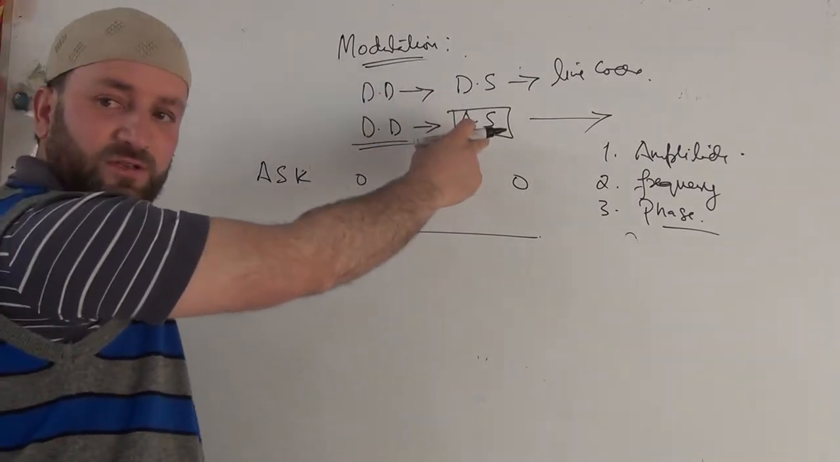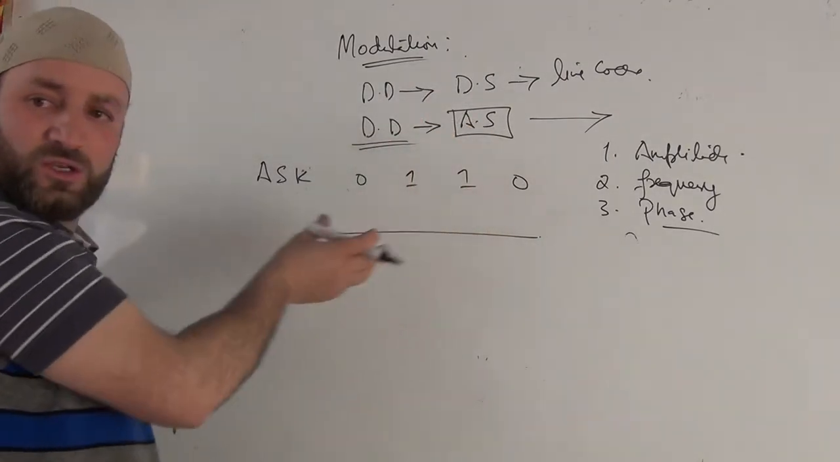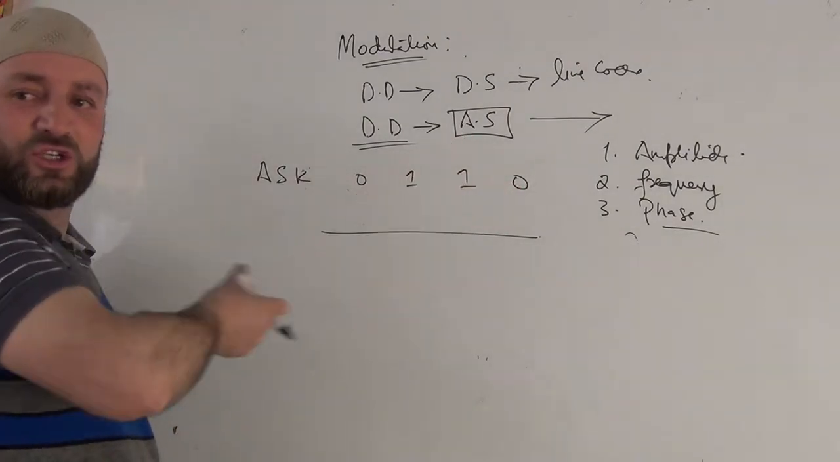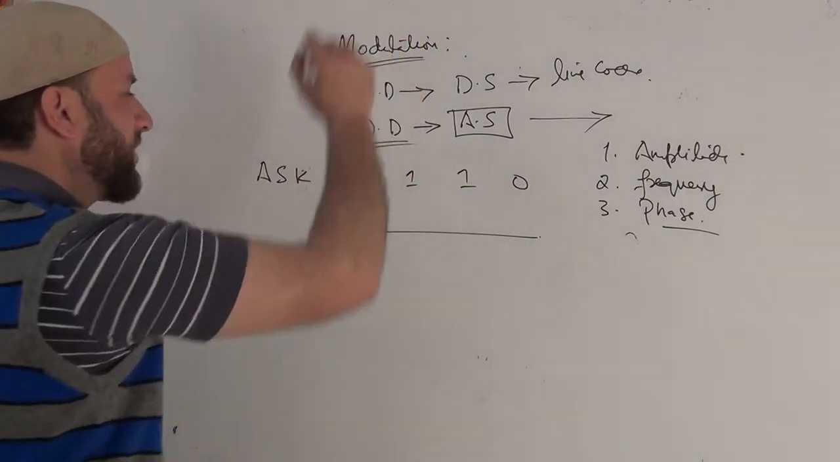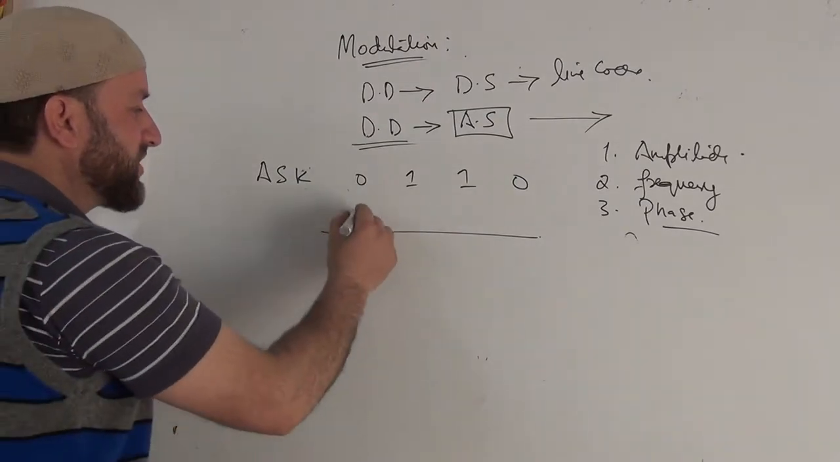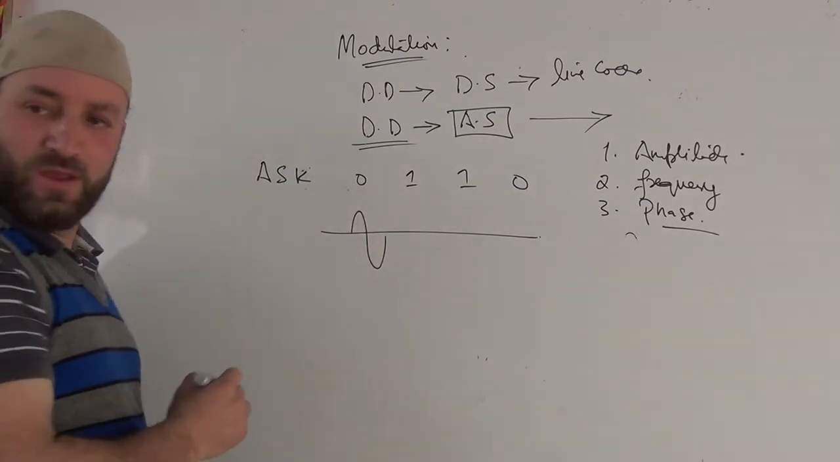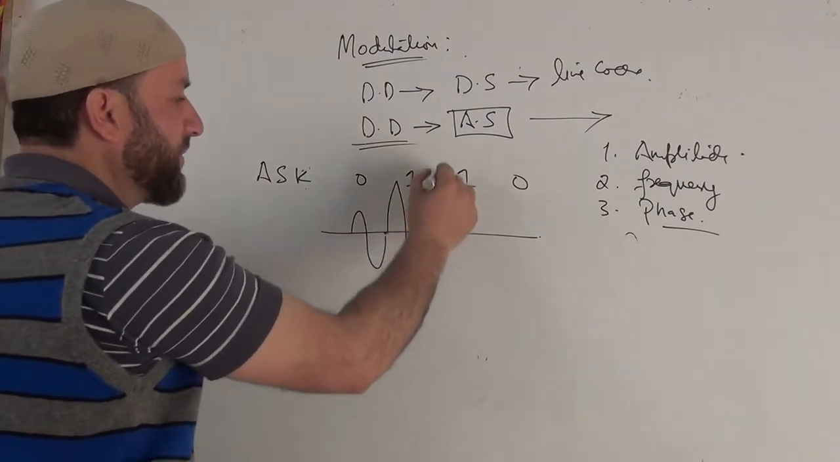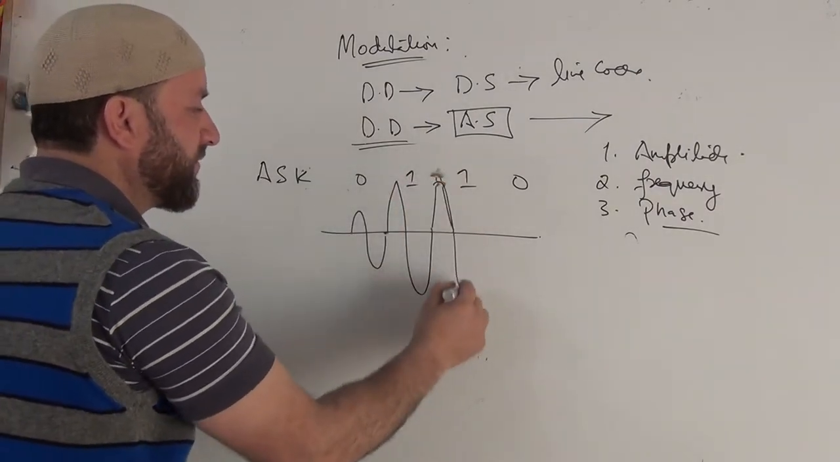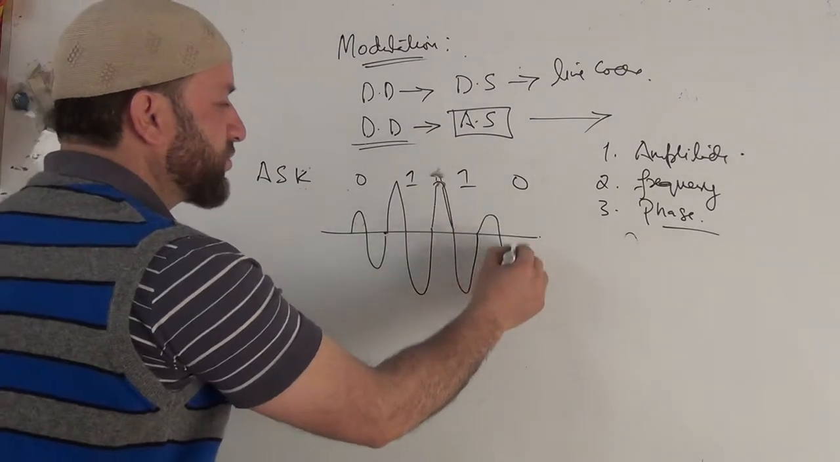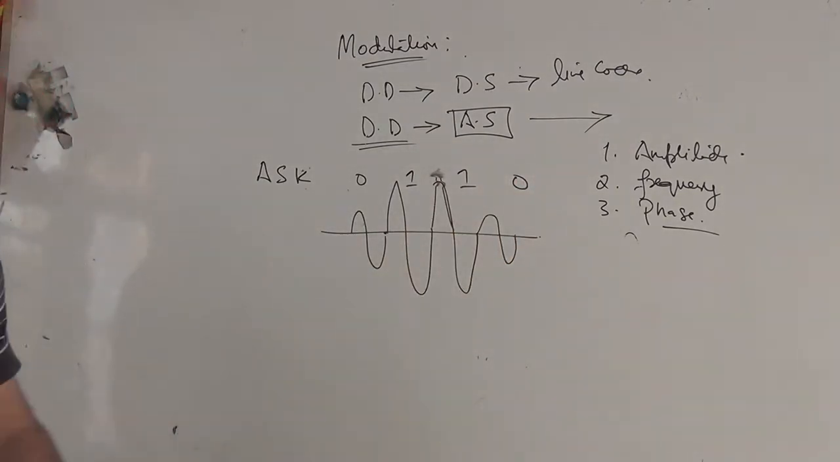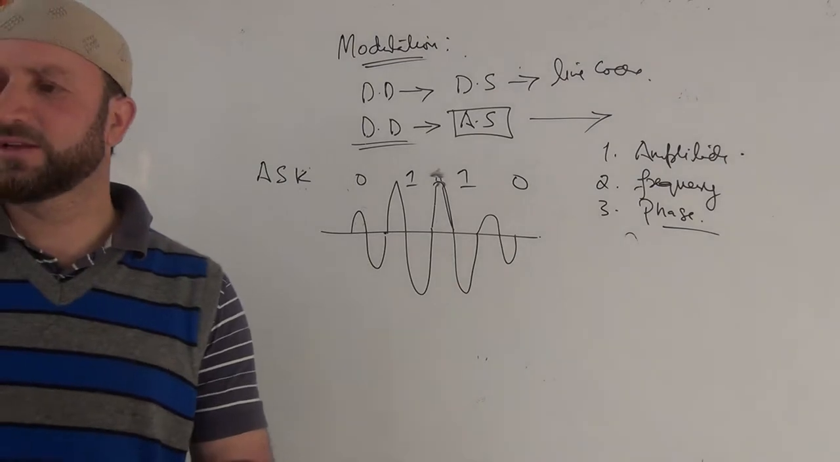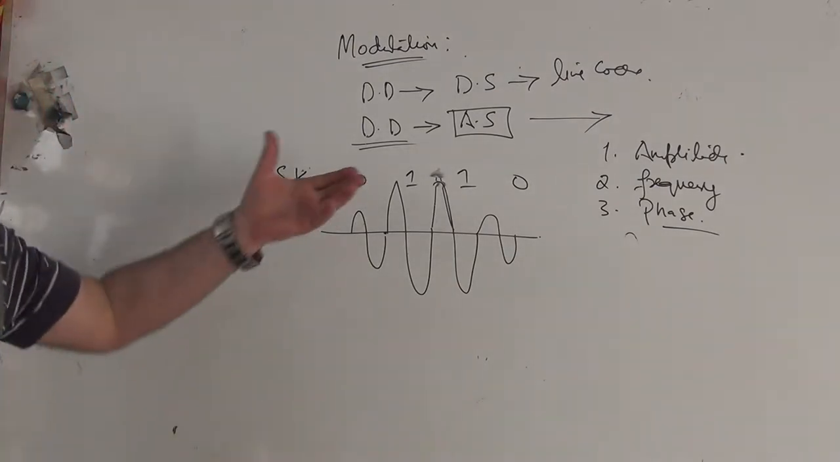Digital data, analog signal. So my channel is analog, so my signaling has to be analog, that is, sinusoidal. And what I'm doing here is, say this amplitude for 0, and then a greater amplitude for 1. Bigger, the same amplitude, for example, for this one, and the smaller amplitude for 0. So two different amplitudes for representing 0 and 1. We call it ASK.